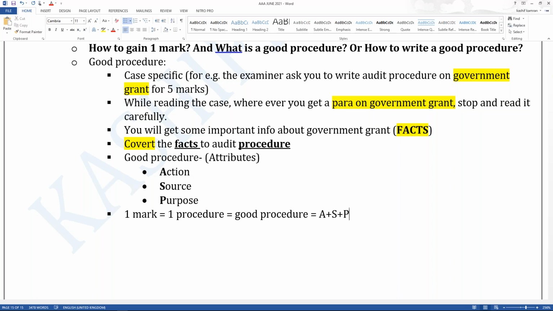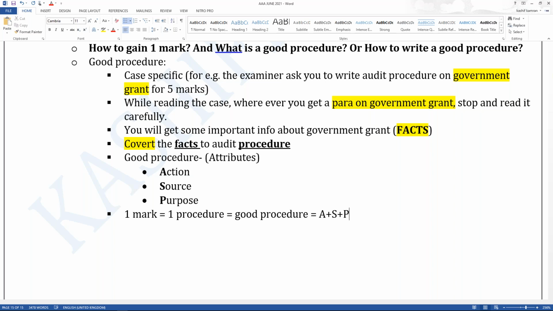So is everyone clear with the definition of a good procedure, before I demonstrate what is an action, what is a source, and what is a purpose? You need to read the case. From the case, you need to find the facts. You will convert the facts into a procedure, but when you are writing a procedure, you need to ensure that a good procedure has the attributes A, S, P, and that's 1 out of 1.